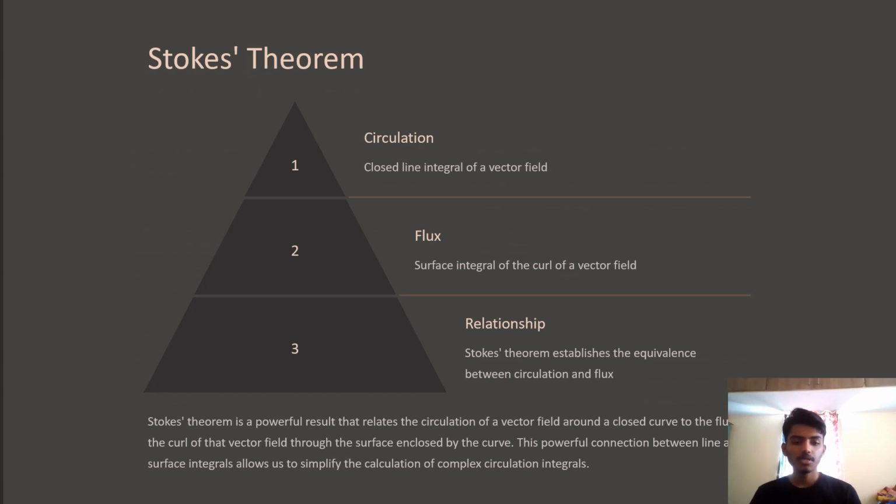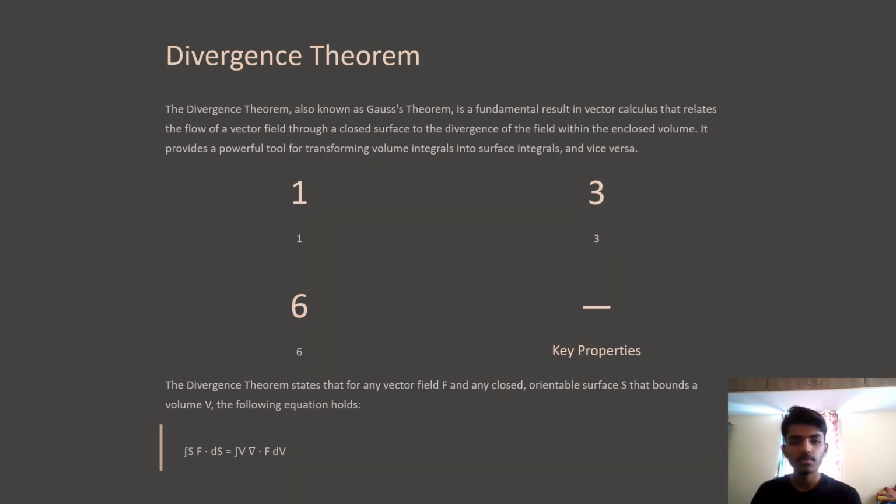Stokes theorem. It is a powerful result that relates the circulation of a vector field around a closed curve to the flux of the curl of the vector field through the surface enclosed by the curve. The powerful connection between line and surface integrals allows us to simplify the calculation of complex circulation integrals.